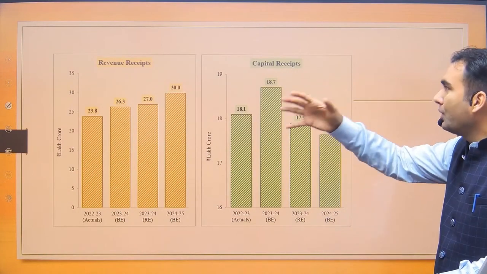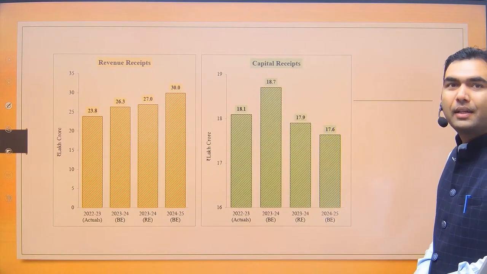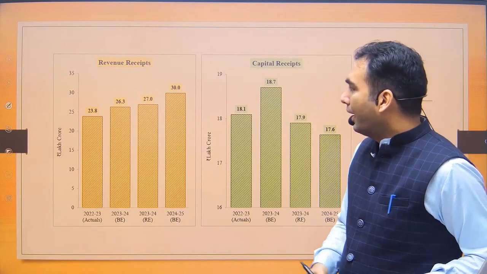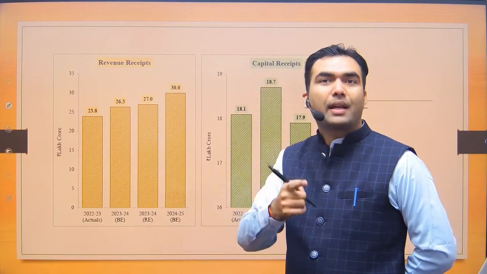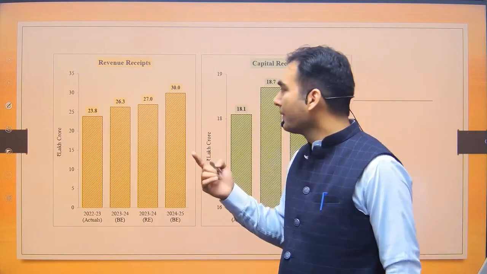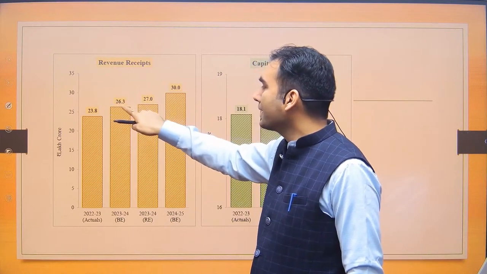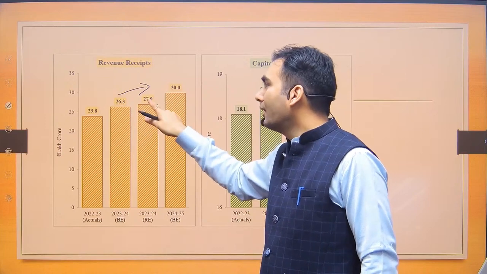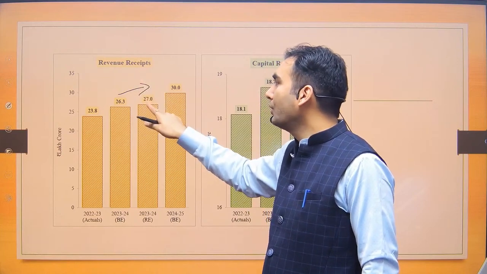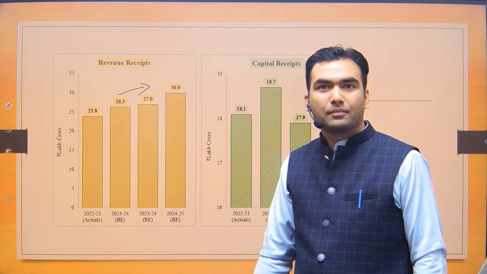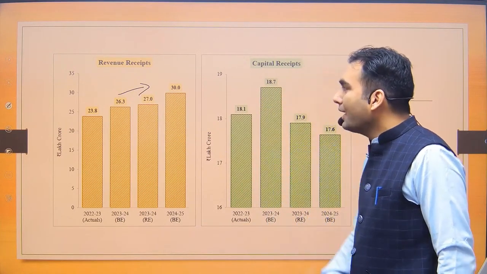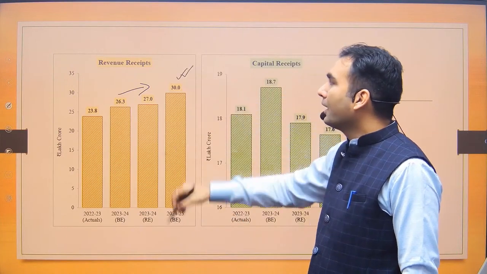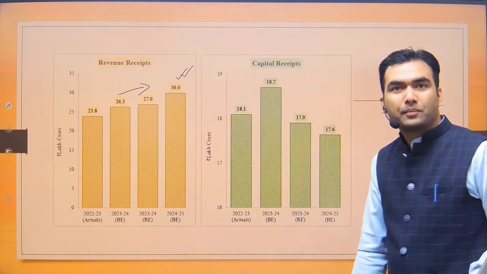Next is revenue receipt and capital receipt. The income part, if we go to that. As you can see, as we have already seen that in the direct taxes, we have witnessed buoyancy. So what we were expecting, 26.3 lakh crore, now we are expecting that it would be surpassed and we will generate revenue of around 27 lakh crore. Okay. And next year, we are even more optimistic. Next year, we are saying that our revenue would be around 30 lakh crore.